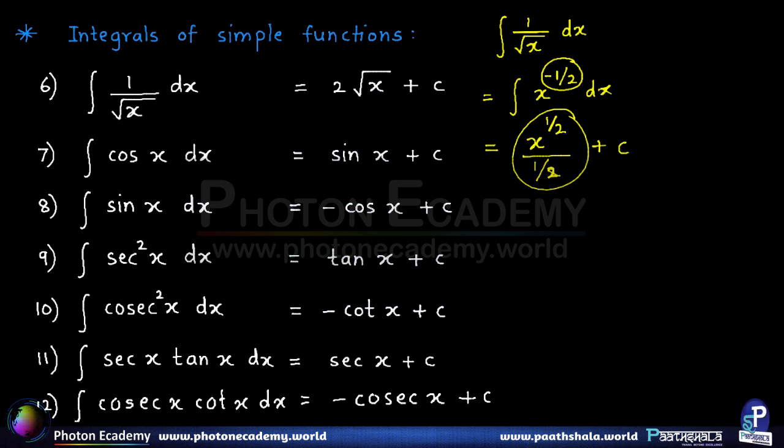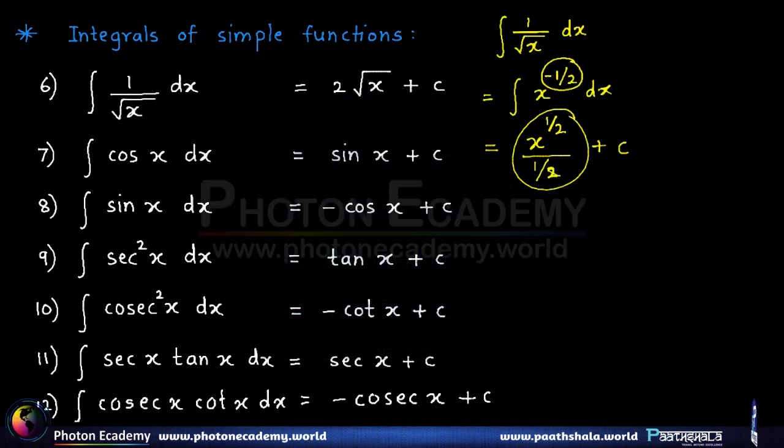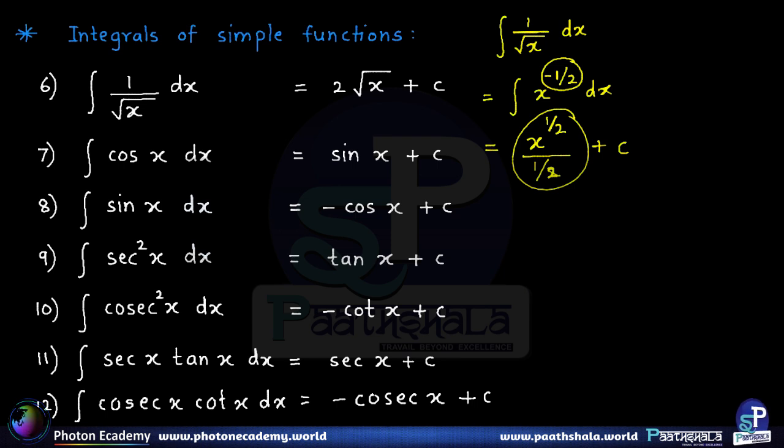Right. Now moving on to trigonometric functions, the integral of cos is sine and the integral of sine is minus cos, because here we know that the derivative of cos is minus sine. So therefore while integrating, the minus sign will appear. Right. Then for sec square it is tan x, and for cosec square it is minus cot x, and same for the other two, that is the integral of sec x tan x is sec x, and the integral of cosec x cot x is minus cosec x. So these are to be remembered and used directly in the sums of integration.